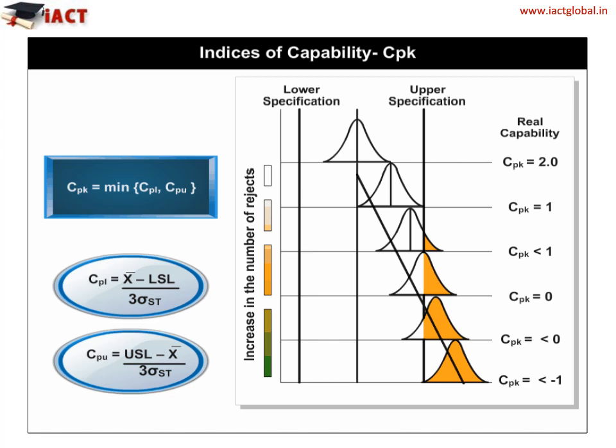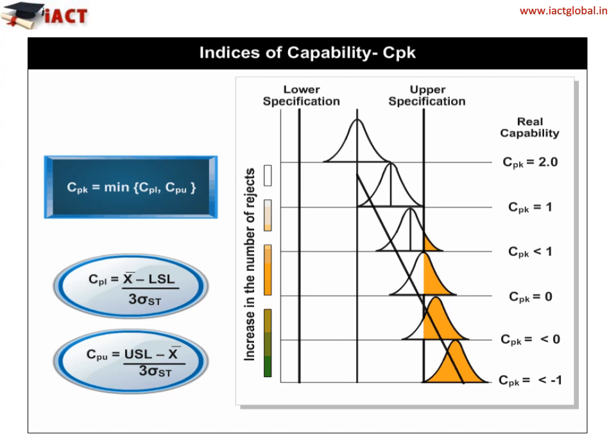CPL is the process capability index using the lower specification limit. CPU is the process capability index using the upper specification limit. When the process is centered, CPU equals CPL equals CPK equals CP.